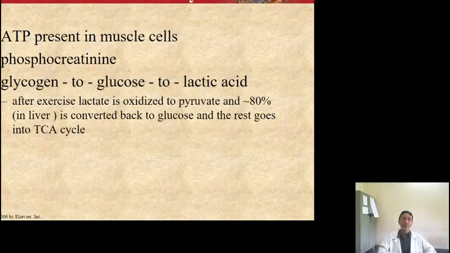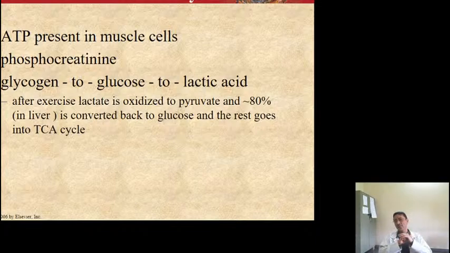But once the duration of exercise is more prolonged, then aerobically generated energy comes in, which can come a little later. But before that, these three sources will be utilized. One, the already stored ATP. Second, the phosphocreatine, which is also already present. And third, anaerobically, glycogen is converted into glucose, and glucose is converted into lactic acid.